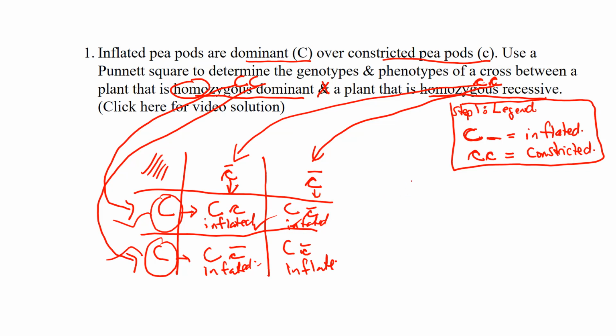If they ask for a fraction, 4 out of 4 would be reduced. And remember, you must reduce your fractions. That would just be 1 out of 1, which would be, of course, inflated. If they ask for a phenotypic ratio, it would be 1, or 100%, are going to be inflated. And often what they'll do is you can put that just as a 1 and there's nothing else here for the rest of the ratio. So that would work there.